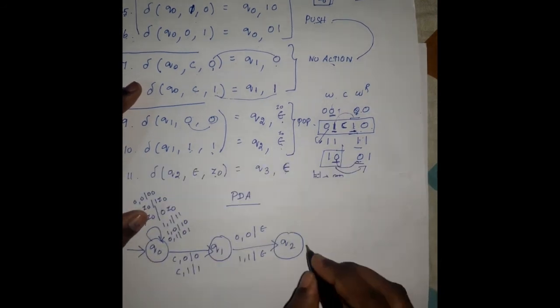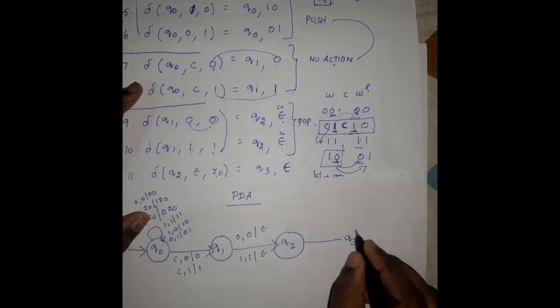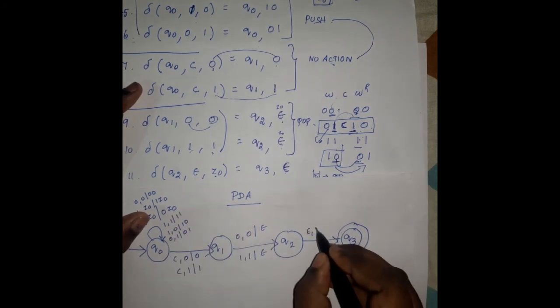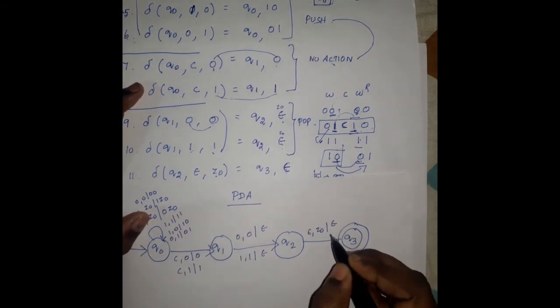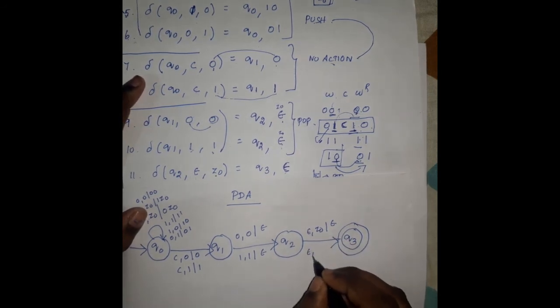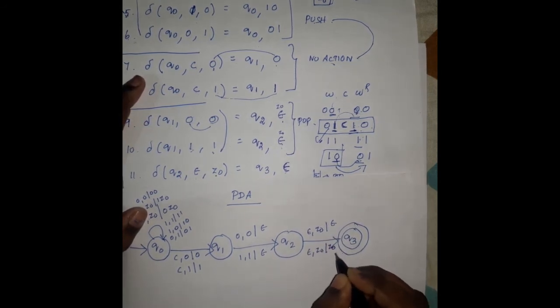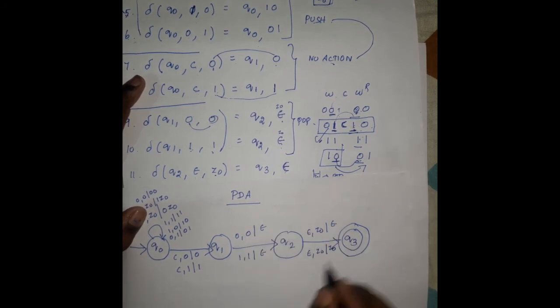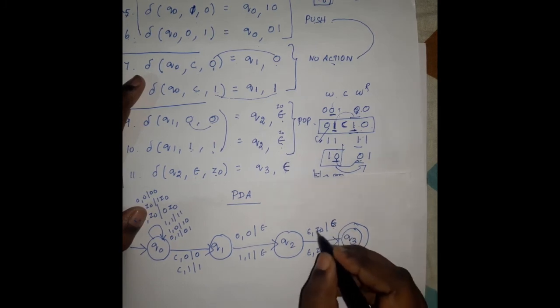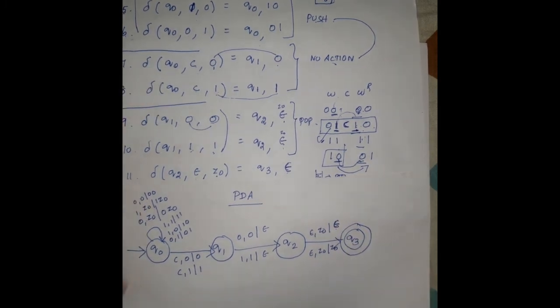So Q2 goes to the final state Q3 for epsilon comma Z0 and epsilon. This is for the empty stack method. If we are using the final state method, then we write here epsilon Z0 bar Z0, because if the stack has Z0, then this is the final state method. If the stack doesn't have any element, then this is called the empty stack method.